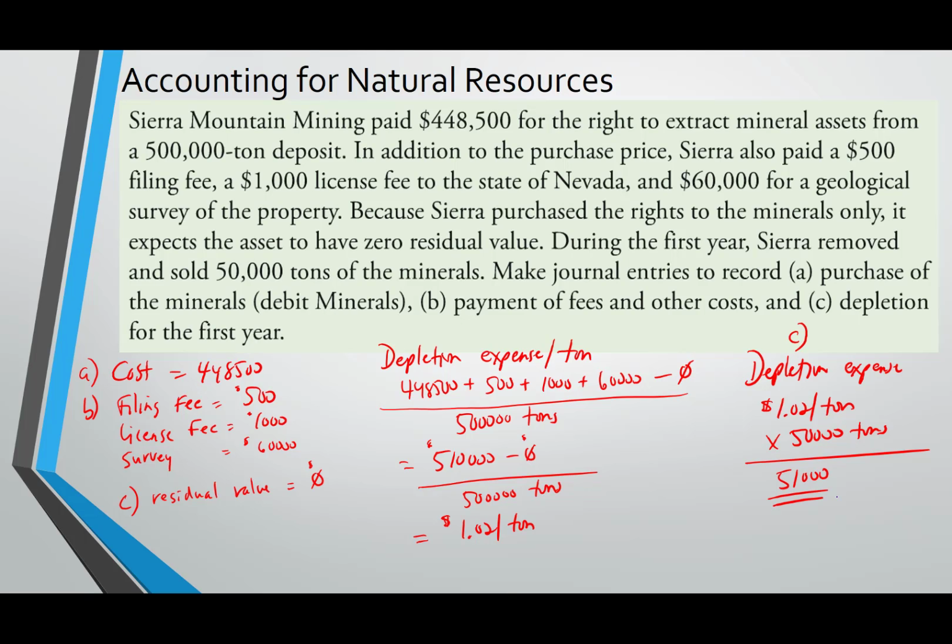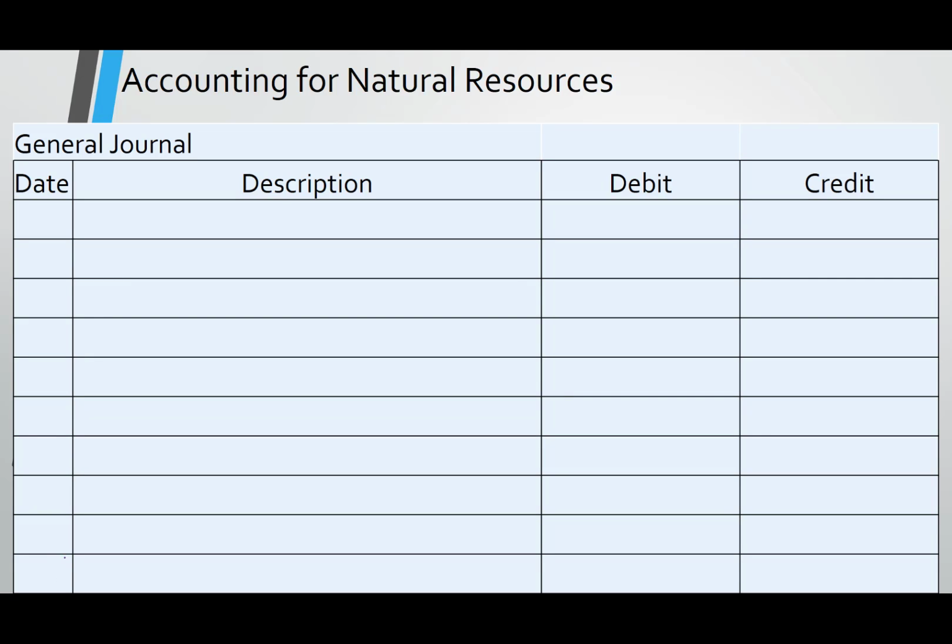Now, we can take this information that we've calculated here and do it in the journal on the next page. Let's do that. In A, we will simply debit minerals for 448,500, and we're going to credit cash because we're paying cash for that, 448,500. So that will be the journal entry to record the purchase of the minerals itself. Then we would add all the extra costs into the minerals account by debiting the same account, minerals, and those totaled 61,500. Again, that was 500 plus 1,000 plus 60,000. And obviously we're going to credit cash for that.